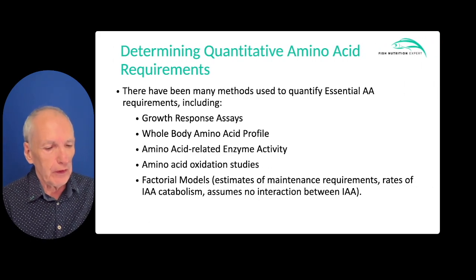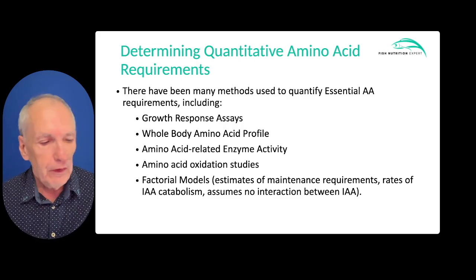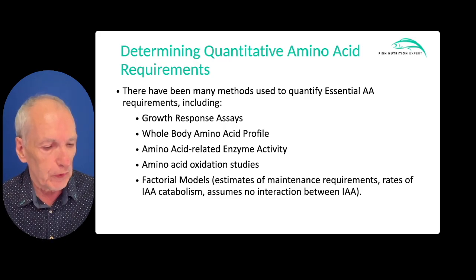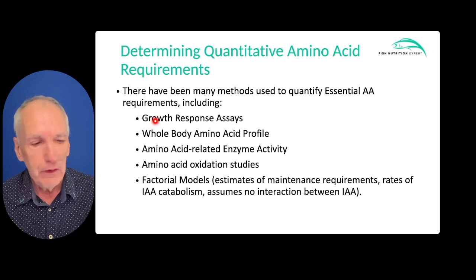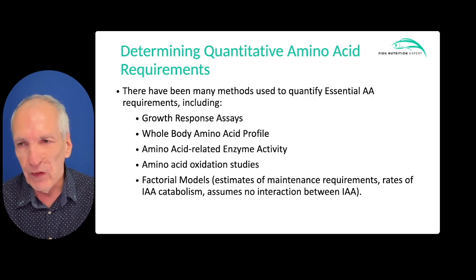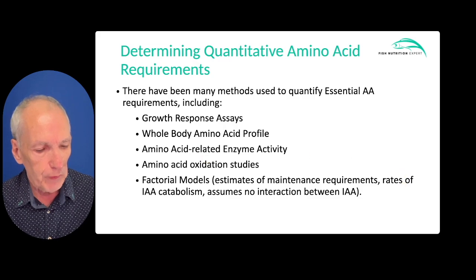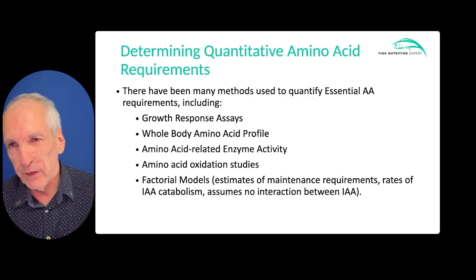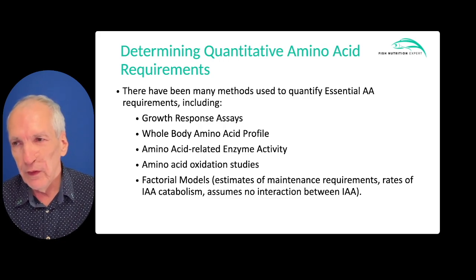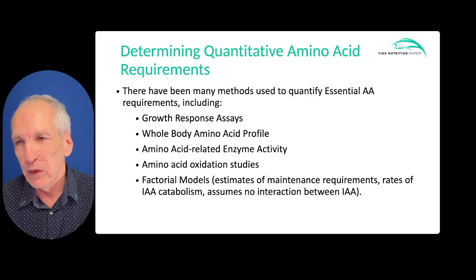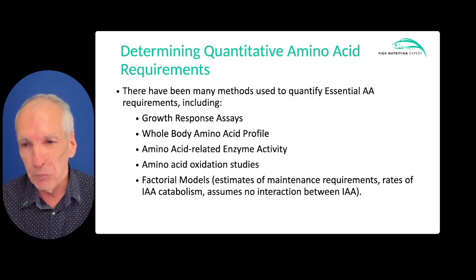Now, there are many ways to determine quantitative amino acid requirements. And in the old days, before we had a lot of sophisticated laboratory equipment, we were really relying only on things like growth response assays, whole body amino acid profile, but now with molecular biology, we can do amino acid enzyme studies, for example, and we can look at enzymes and we can look at oxidation studies. And then we also now see that we can have factorial models which estimate maintenance requirements, rates for growth, rates for faster growth, and these factorial models, which I believe are a very excellent way to do this kind of research, can be done at different temperatures and different sizes, and then they really give us excellent data to be able to estimate a quantitative requirement for any environmental condition and any body size.